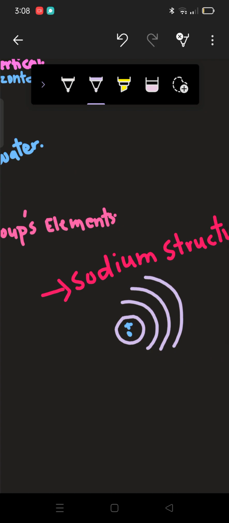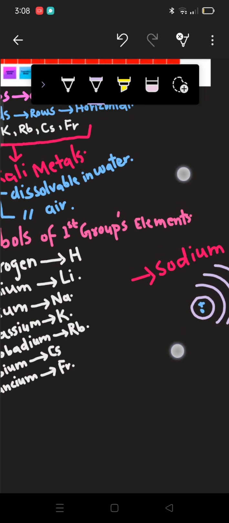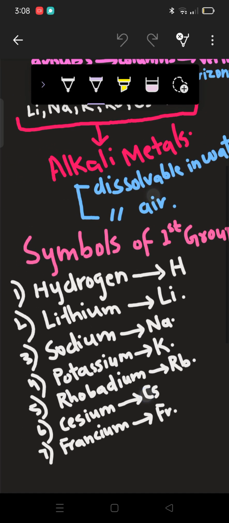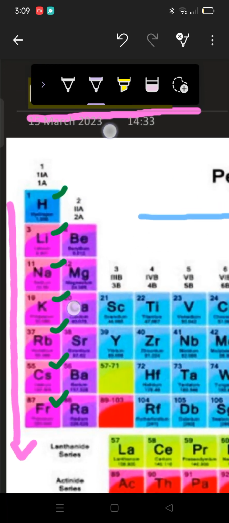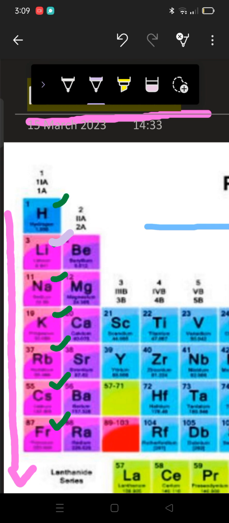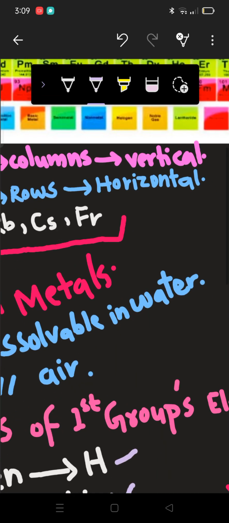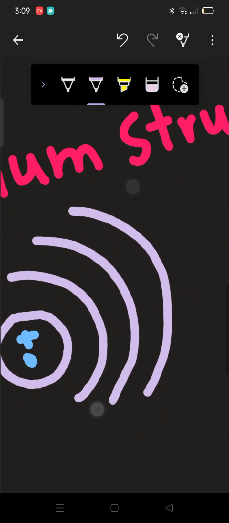Now how many shells are present in the sodium structure? We need to know that as well. In the sodium structure we have 3 shells. Why 3 shells? Because periods are representing the shells. Hydrogen is in the first period, which means hydrogen has only one shell. Lithium is in the second period, so it has 2 shells. Sodium is in the third period, so it has 3 shells. That's why I have made 3 shells here.